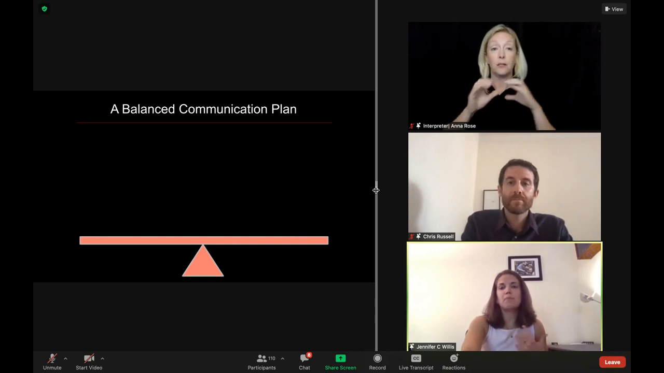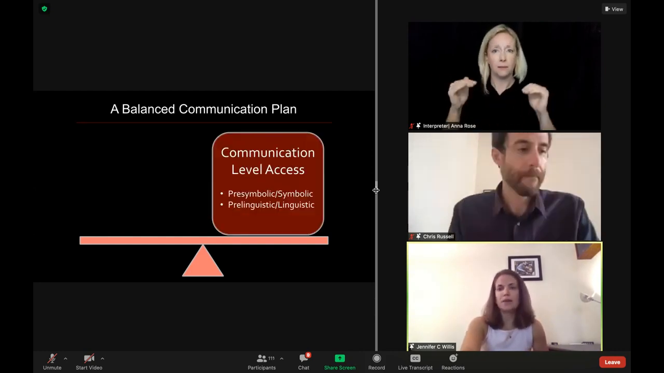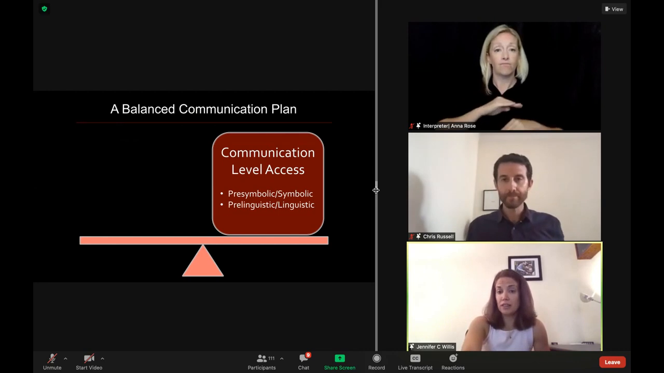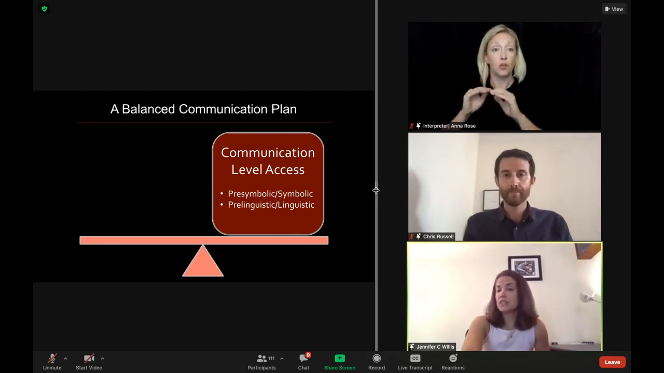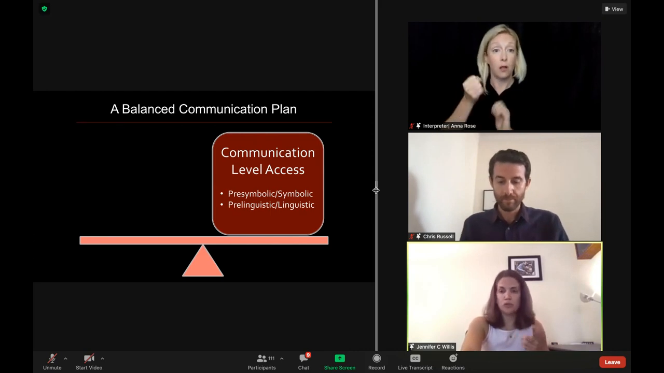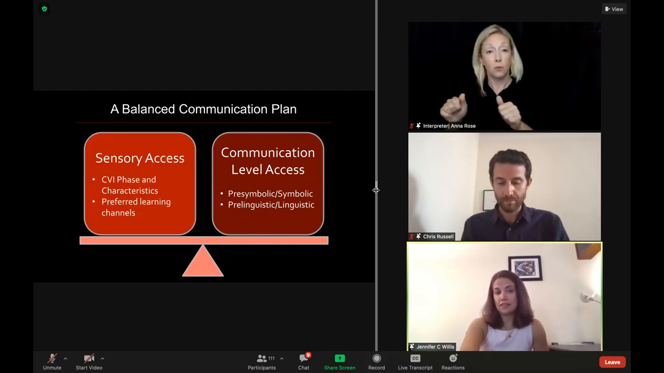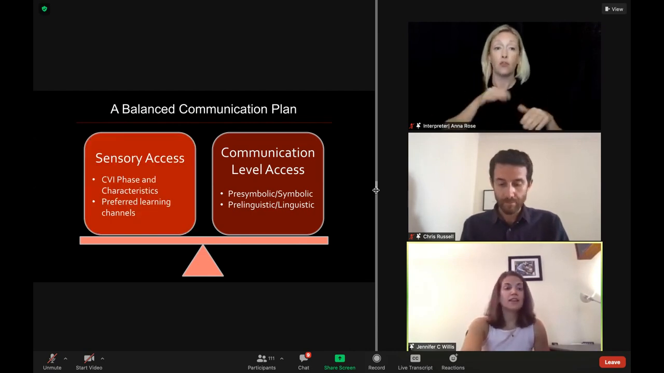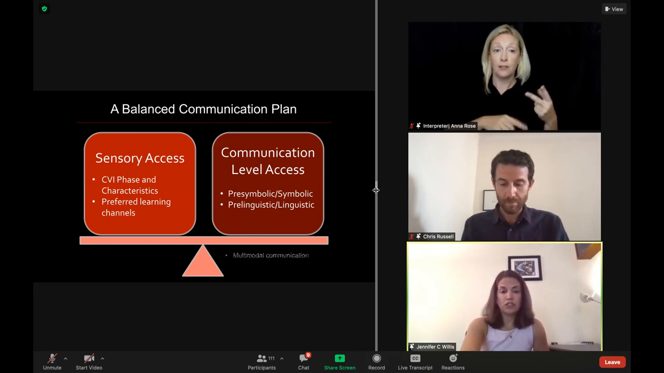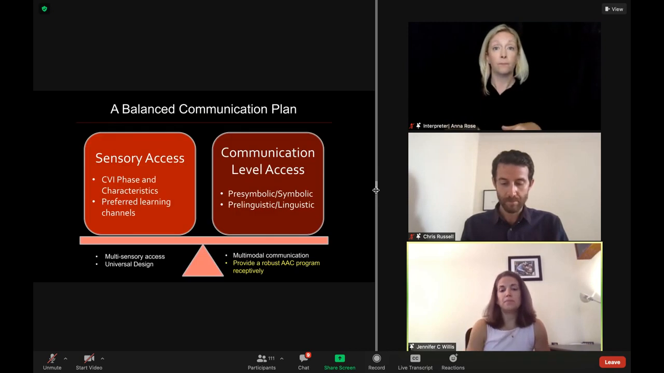So our goal is to create a balanced communication plan. What does that look like? Something that, again, matches the child's expressive communication level, whether they're a pre-symbolic or a symbolic language user, pre-linguistic or linguistic. You'll see those terms used interchangeably. And it matches their sensory access needs: their CVI phase, the characteristics that they're experiencing, and their preferred learning channels. All of these things down the bottom here help build that balance.